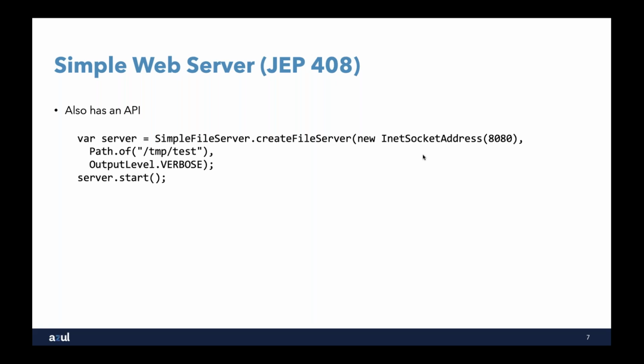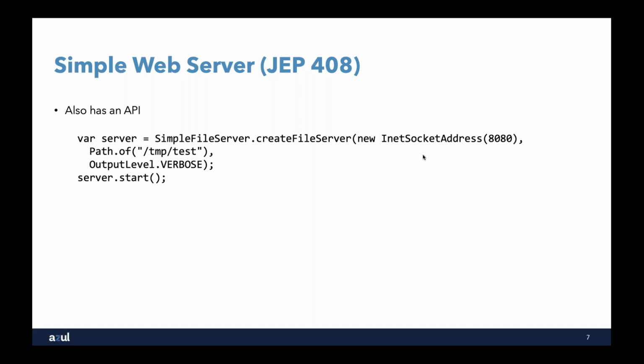API. What you can do here is, in your application, if you wanted to make some files available through a web interface, then you can say, right, in my code, create a server. We'll use the local variable type inference here, so we don't care what the type of this is. Server is SimpleFileServer.createFileServer.